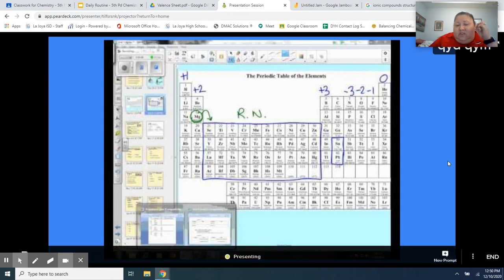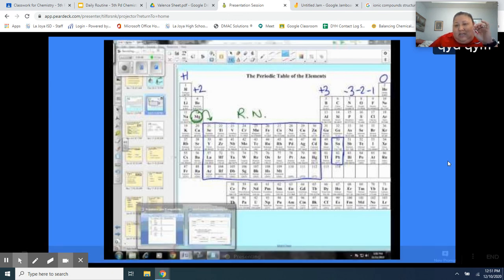So anytime you see a Roman number, guys, anytime you see a Roman number in the name, that's the charge of the metal. More than likely, that metal has more than one charge. So they're telling you the charge. If it said copper 2, that's the charge of the copper. Okay?